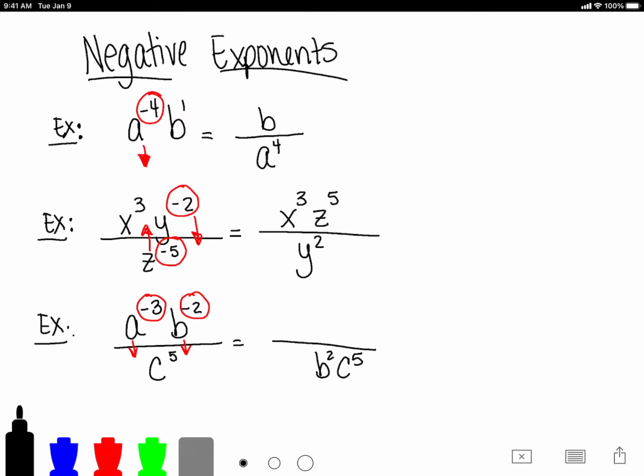B would fall down and become a positive squared. A would fall down and become a positive cubed. But that leaves me nothing upstairs. So what would I need to put up there? A 1. And that is that.